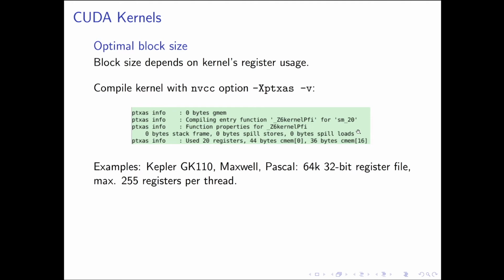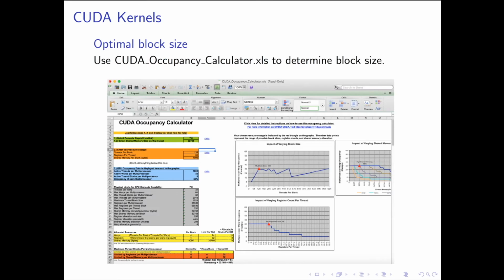The report tells me that there were no registers spilled to local memory. I can see that the overall register use is 20, and I can also see how much constant memory is used. In this case, I don't use any shared memory at all, but if I did, the report would also tell me that. Then I would enter those statistics into the occupancy calculator that we saw in the last session, and the occupancy calculator would tell me the optimal block size based on this static code analysis.